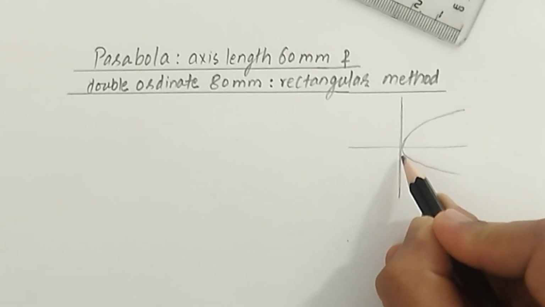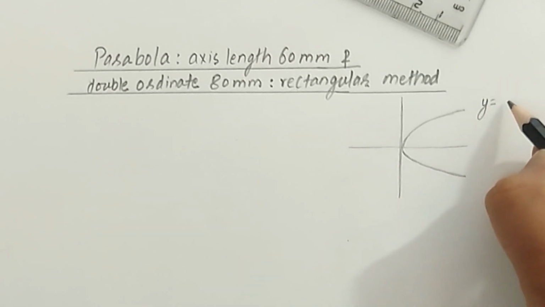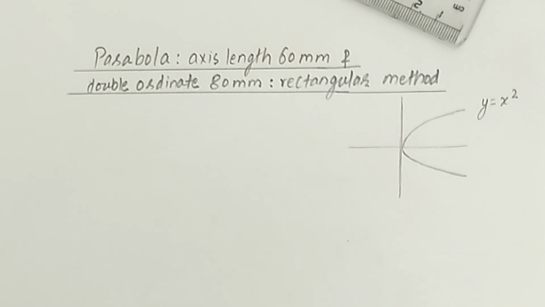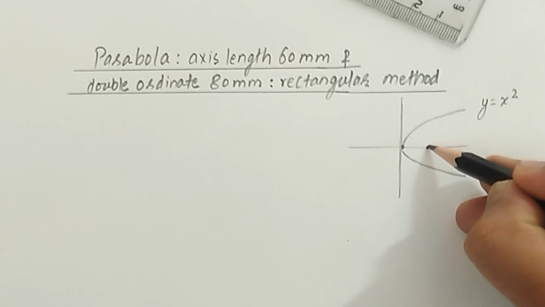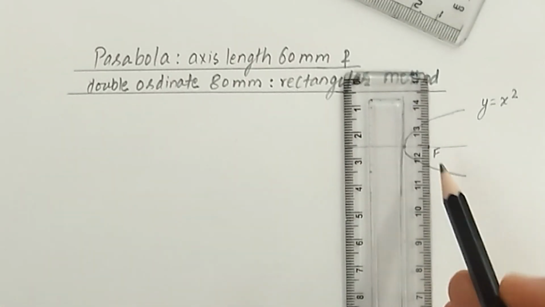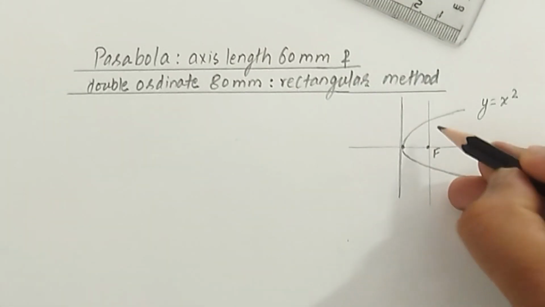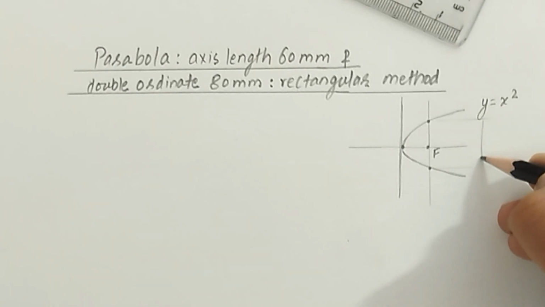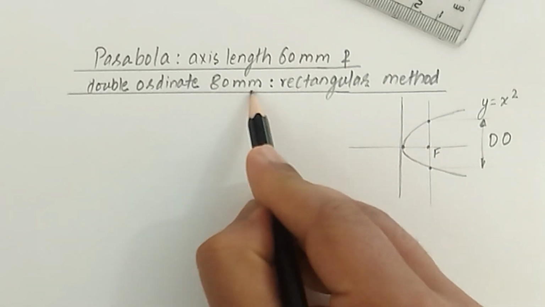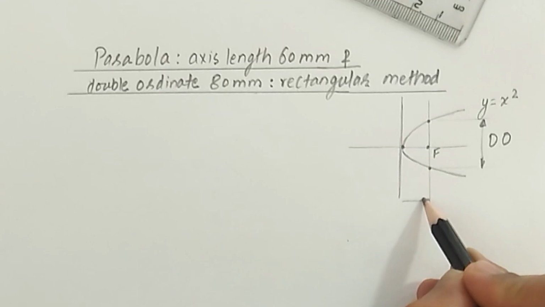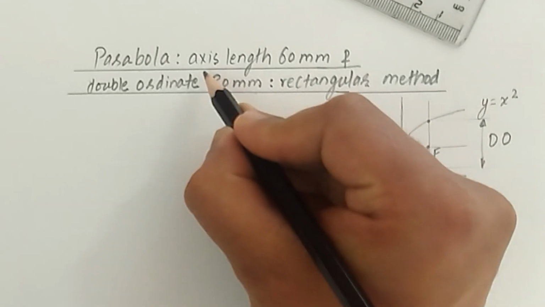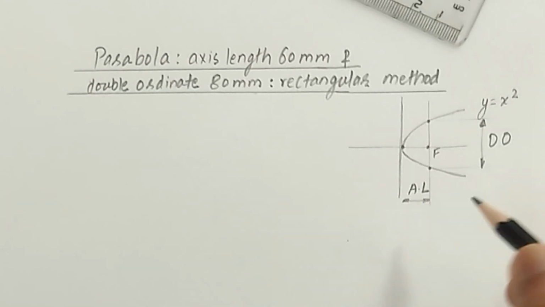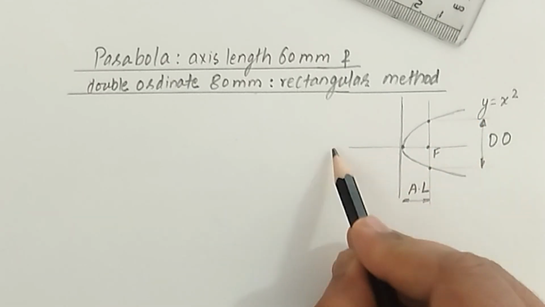A parabola is of the following shape, with the equation y equals x squared. So this will be our vertex, and every parabola has some focus over here. Now if we construct a vertical distance and we get these two points, this vertical distance is known as the double ordinate, 80 millimeters in this case, and the distance between vertex and focus is known as the axis length. And also we know that the parabola is symmetrical about this x-axis.